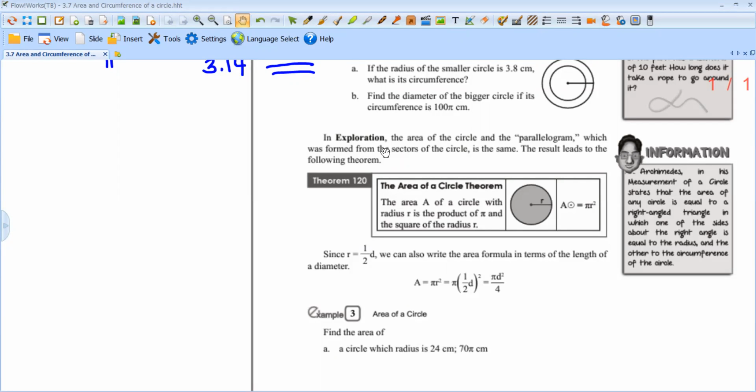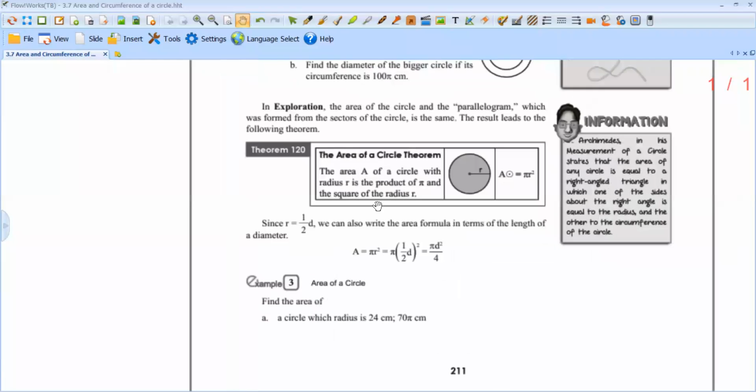So let's go to the area of a circle theorem. Theorem 120. So what's the area of a circle? It's pi r squared, right? Area of the circle is pi r squared. Find the area of the circle with the radius 24 centimeters and 70 centimeters. So that is very easy. In example 3, we just have to substitute the radius. The radius is 24, so just get the area.